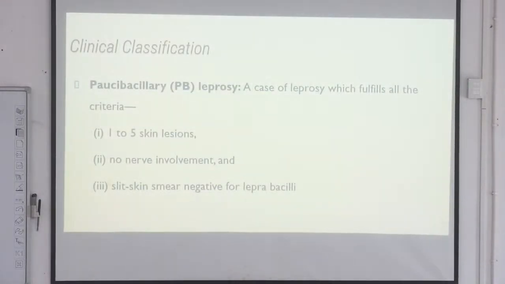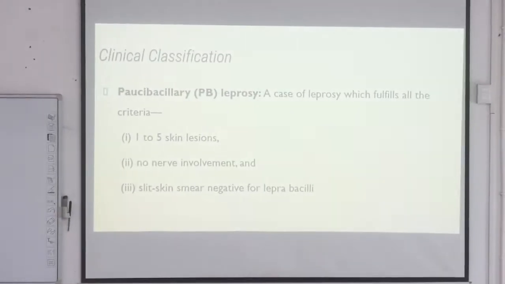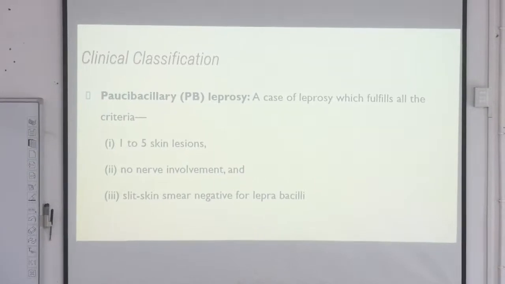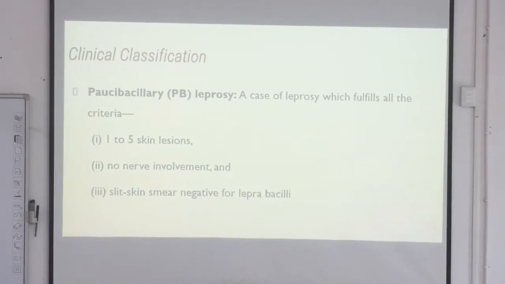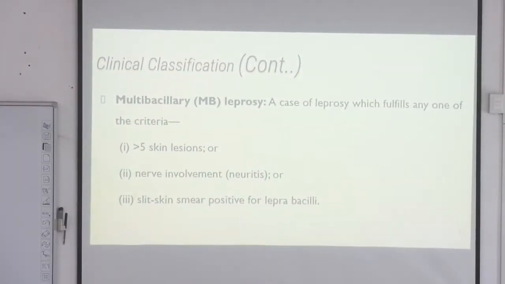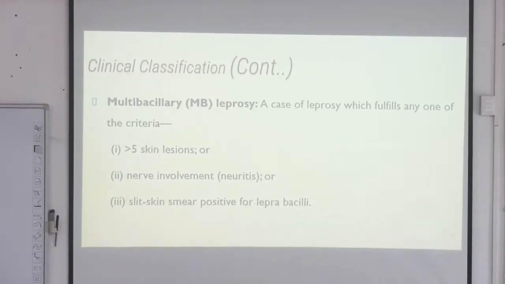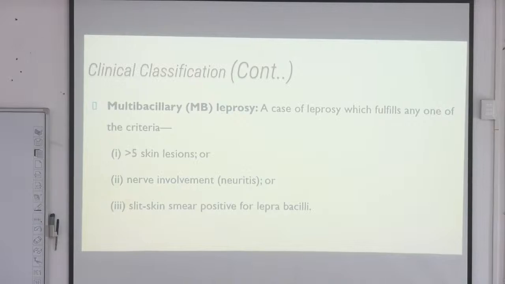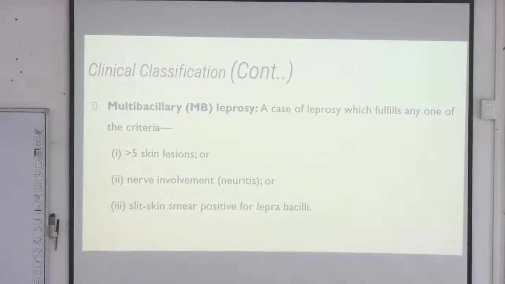This is the classification by WHO, and we treat accordingly. Paucibacillary: 1 to 5 skin lesions, no nerve involvement. Slit skin smear is not always negative, but it's usually negative, for the lepra bacilli. Multibacillary: more than 5 skin lesions, nerve involvement, neuritis, and slit skin smear positive for lepra bacilli. This is the simplest classification WHO has come out with, paucibacillary and multibacillary leprosy.